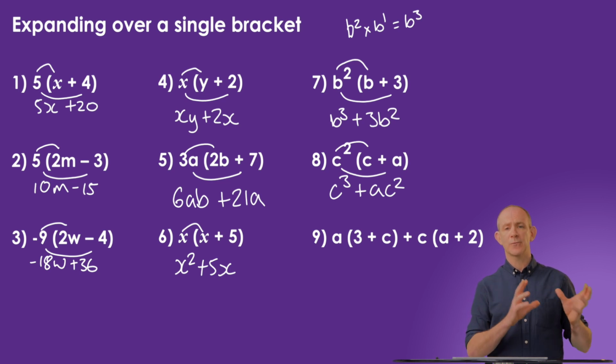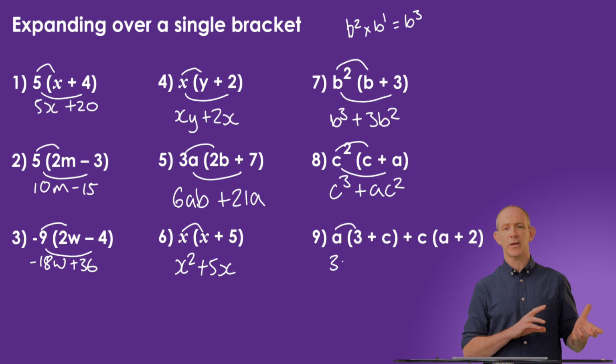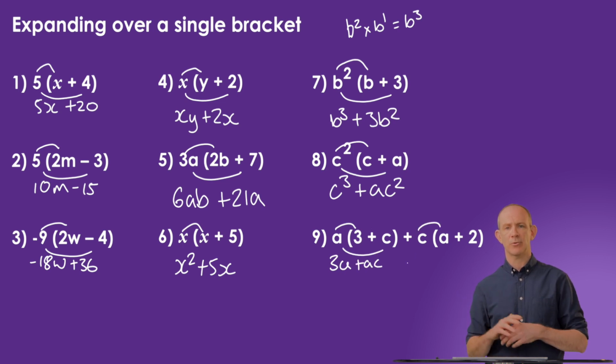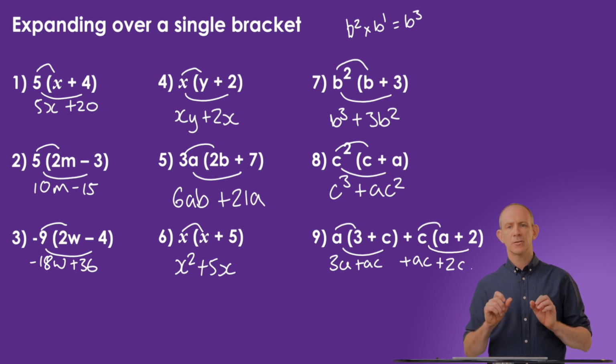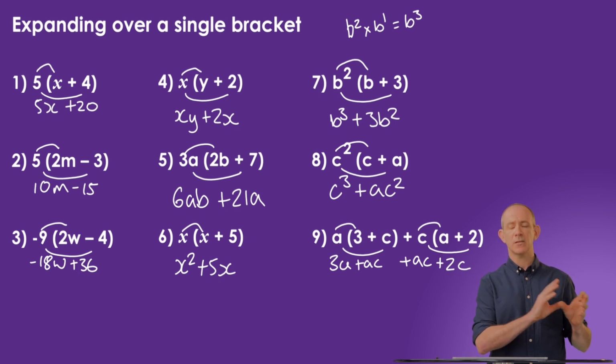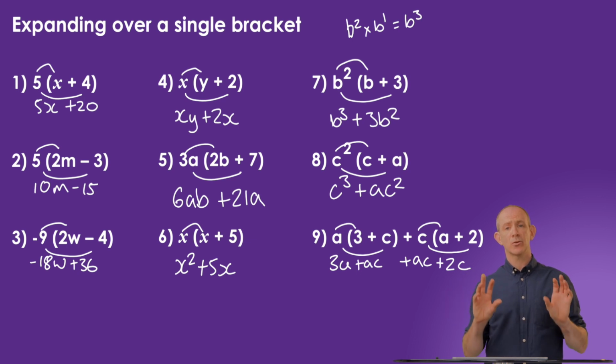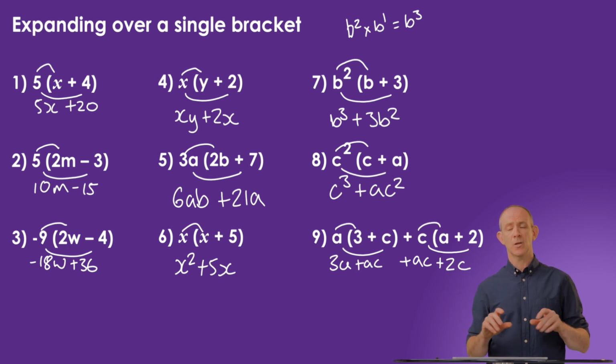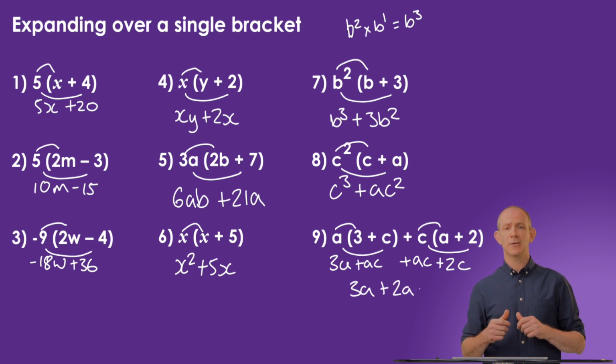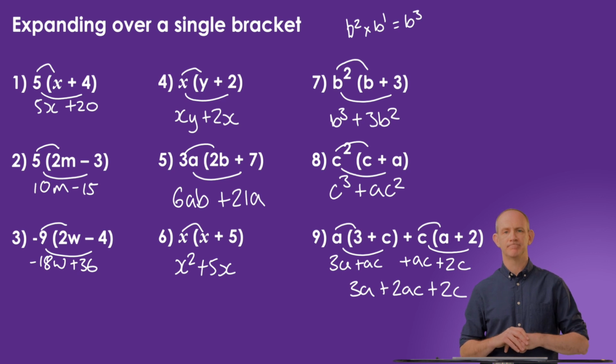So the result from our first set of brackets is going to be 3a plus ac, and the result from our second set of brackets is going to be ac plus 2c. So here we've got two lots of ac that we can combine together. We haven't got any other single a's and we haven't got any other single c's, so those terms will remain the same. And we end up with 3a plus 2ac plus 2c. So that gives us all the answers to the problems.